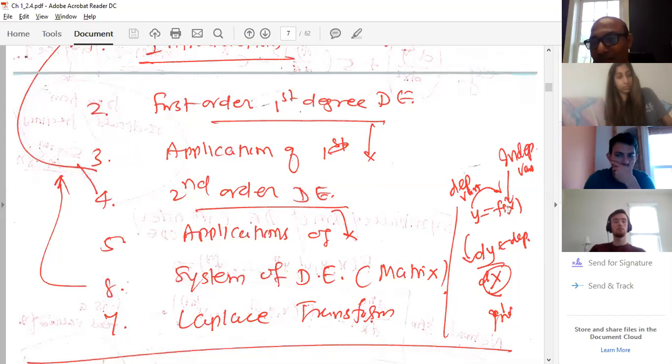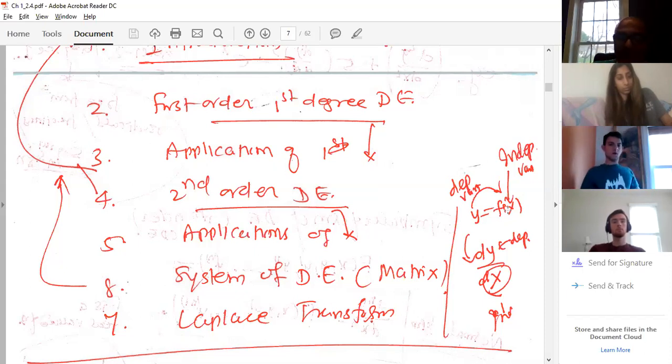X is the independent variable. So whenever I write dy by dx, y is the dependent variable, x is the independent variable. Always keep this in mind. And a function is always identified by its independent variable. That's why I would say that y equal to f of x is a function of one variable. It is to be understood as one independent variable. Always keep this in mind. Okay.